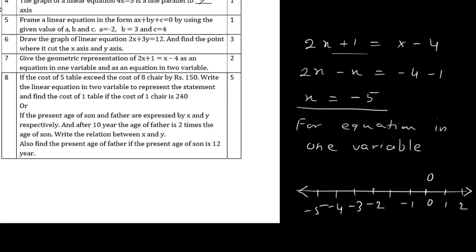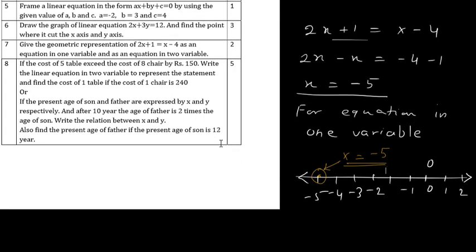What you have to represent? You have to represent this x is equals to minus 5. So what you do? You will mark this point. Okay, you will mark a circle and you write here x equal to minus 5. This is your representation of the problem in one variable. Now let us show the same thing as in two variables.